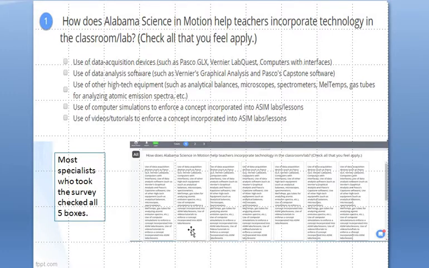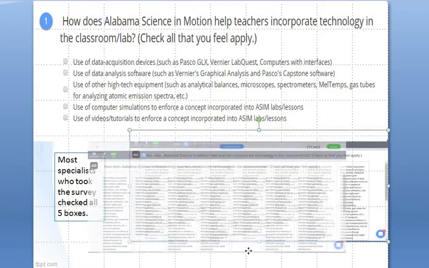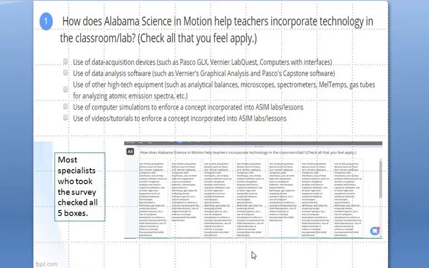And so when I started looking at the specialists and which ones they had checked, most specialists who took the survey had checked all 5 boxes. This person only checked 4 of the 5, and same here. And I don't have all 8 showing. One of them, what was below here, did not show up.